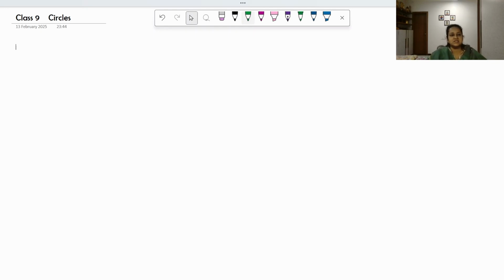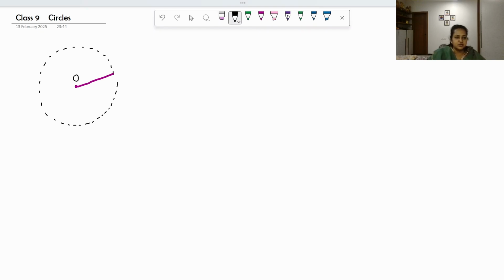Now, the name of the chapter is circles. Do we know what circles mean? Can we define circles? A circle is nothing but a set of points. What is the condition on the points? That these points are placed at a fixed distance, or at equal distance, from a fixed point. So we can say a circle is a set of points whose distance from this fixed point is the same.